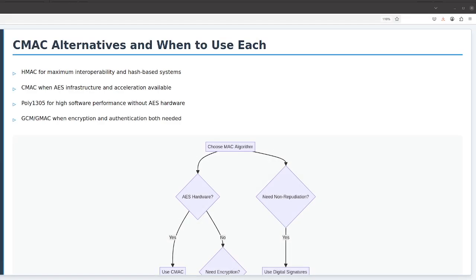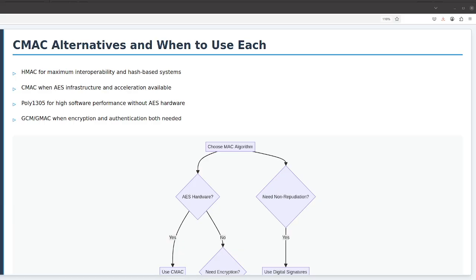CMAC alternatives and when to use each. While CMAC is excellent for many use cases, it is important to understand alternatives and when each is most appropriate. HMAC is the most common alternative to CMAC. HMAC uses hash functions like SHA-256 instead of block ciphers.